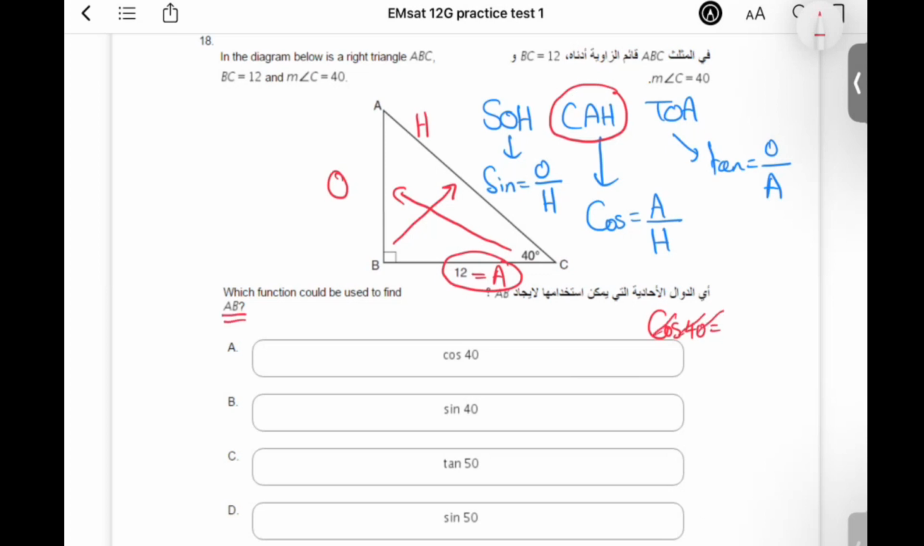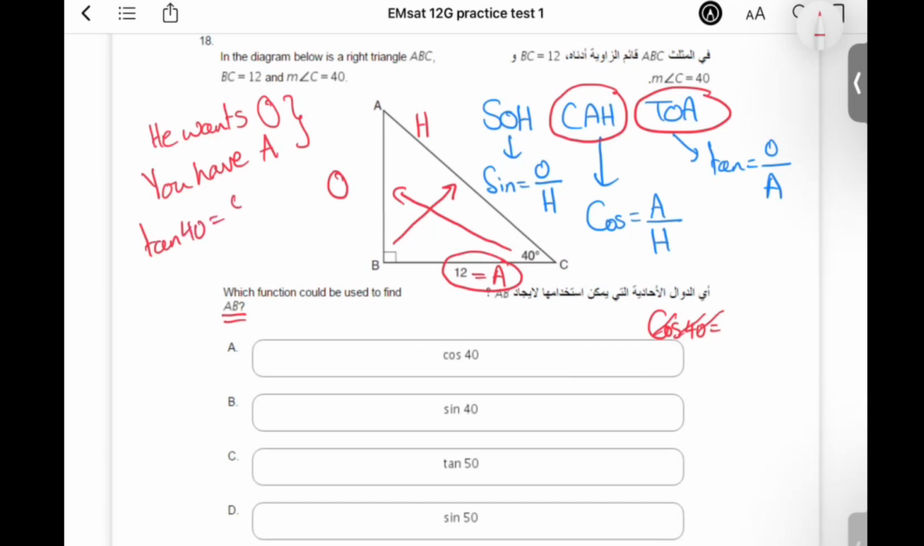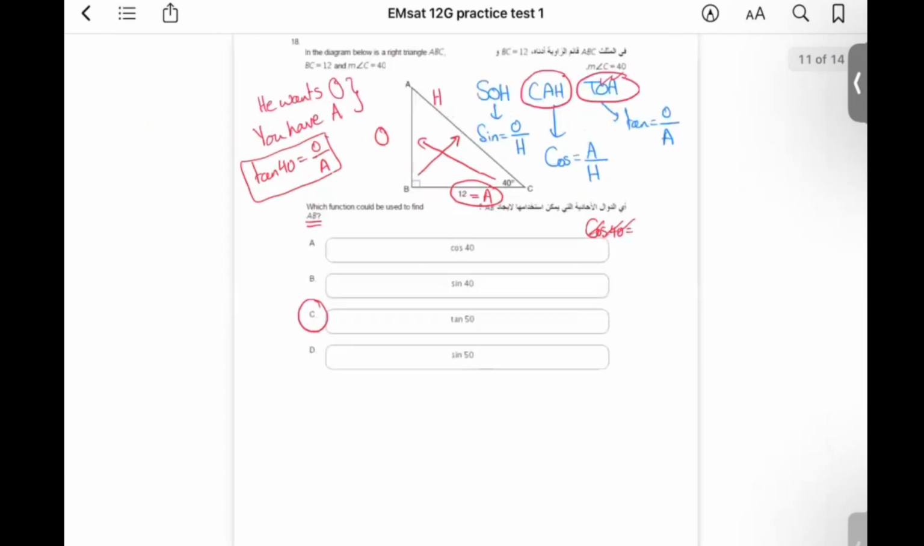He wants us to find AB. You have O and A. Thus which function has O and A? The TOA. Thus you will say tan 40 equals O over A. You can use tan because it's the only function where the letters O and A appear together. Thus accordingly the answer is C.